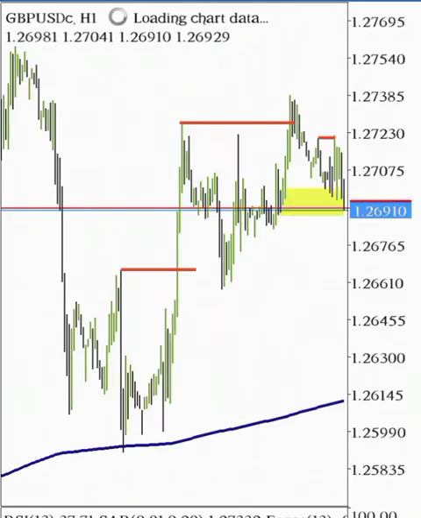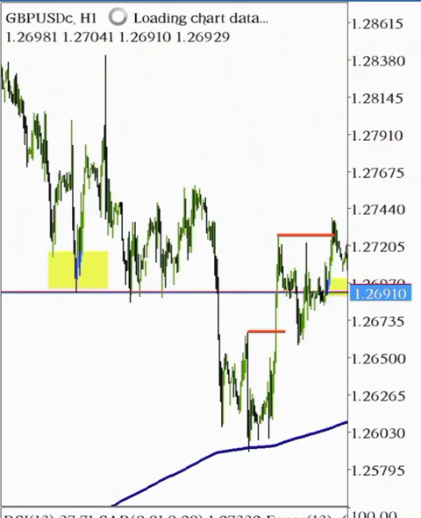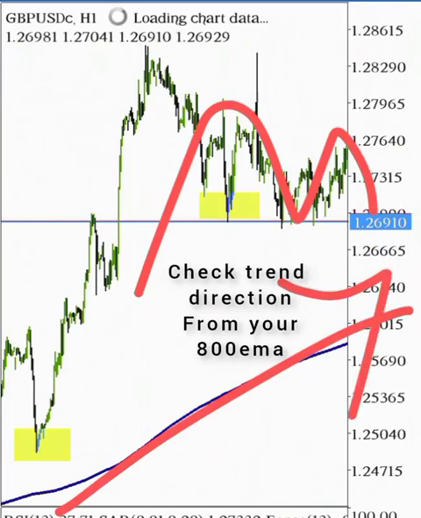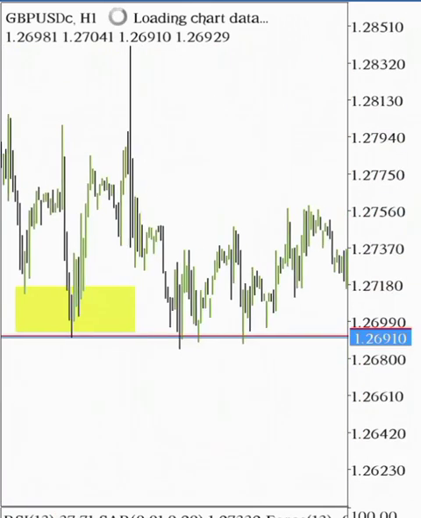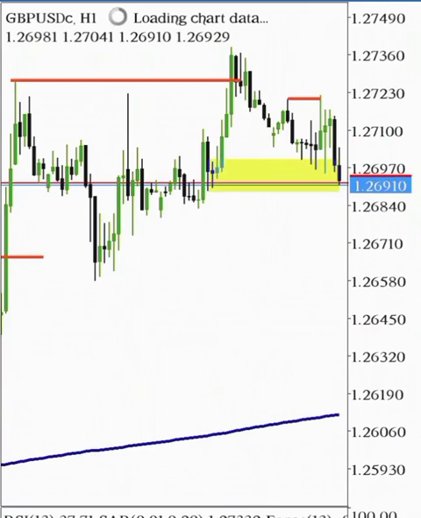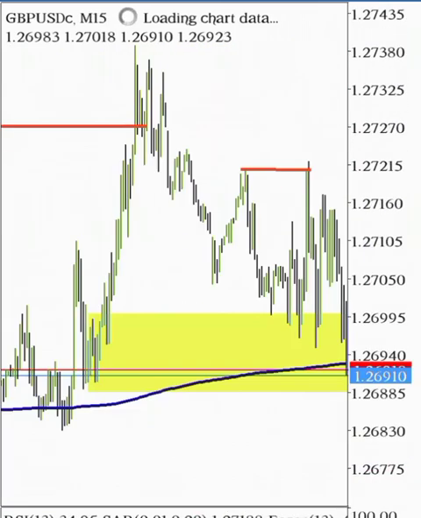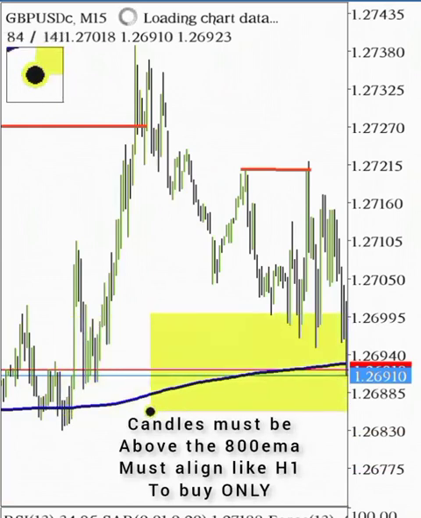Now let's dive straight into the video. Once you have confirmed that the candles are still above our 800, that means we should be looking for buying opportunities. And how do we pick our buying opportunities? This is what we do. We go to our 15-minute time frame and mark out our 800 moving average. Just like this, I've marked this area. That is my 800 moving average on the 15-minute time frame.